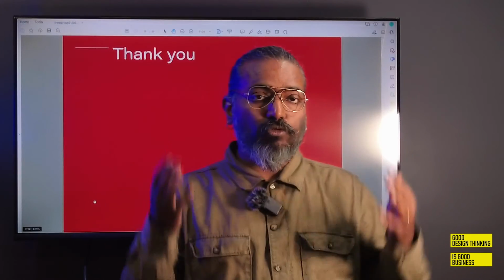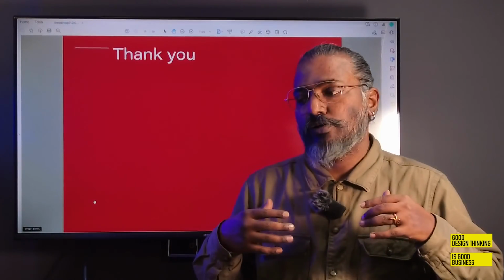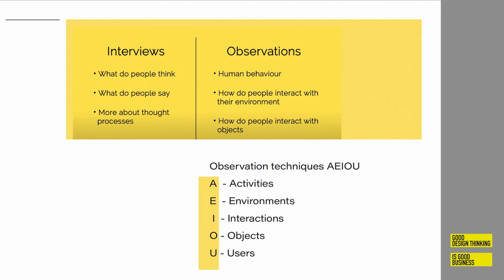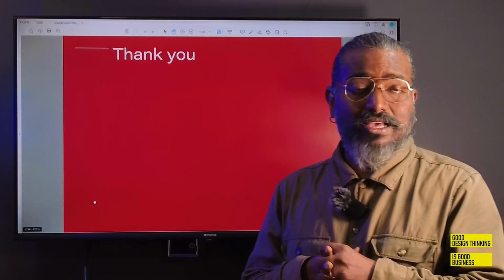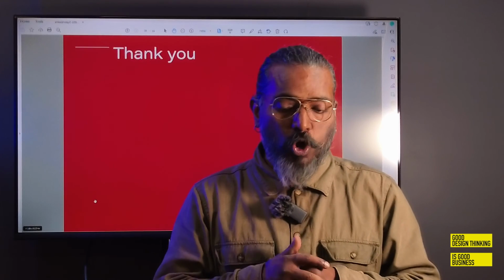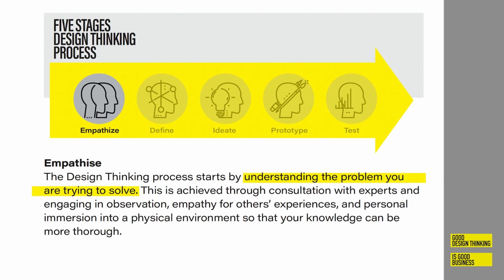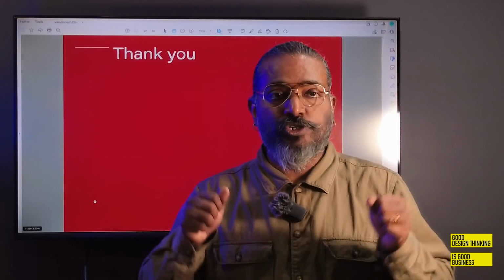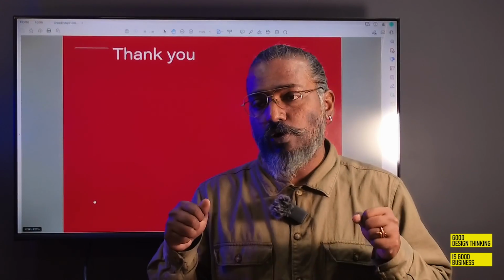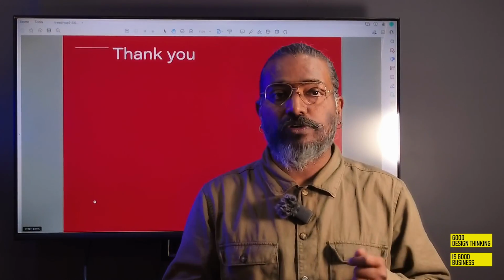So I hope you observed that there are ways of collecting data. One way you can collect data is by interviewing. Another way is by observing and using an empathy map to put your data or segregate data. So I hope you understood that this first stage, which is understanding, is a very critical stage, wherein you are understanding the problem area, issue, so that you can address it much better. Thanks for listening.